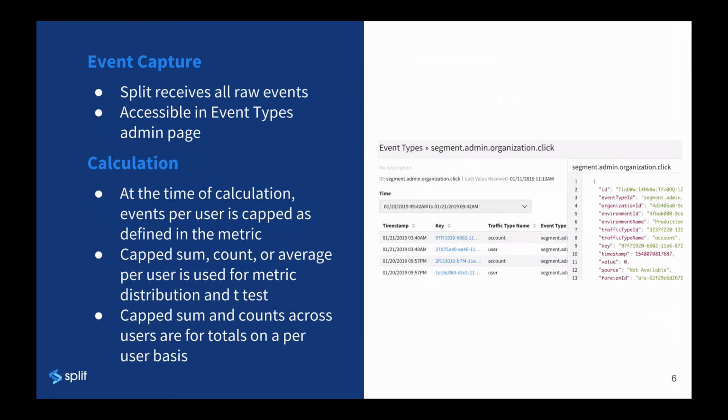Split still captures all of the raw events, which are accessible in the event types admin page. When we do the calculation, the events per user are capped as defined in the metric, and those are used in the calculation for that metric card at that capped value. As you might expect, capping applies to all per user metrics except the percent of unique users measurement, and the count and sum across metrics, which are capped on a per user basis and used for totals.